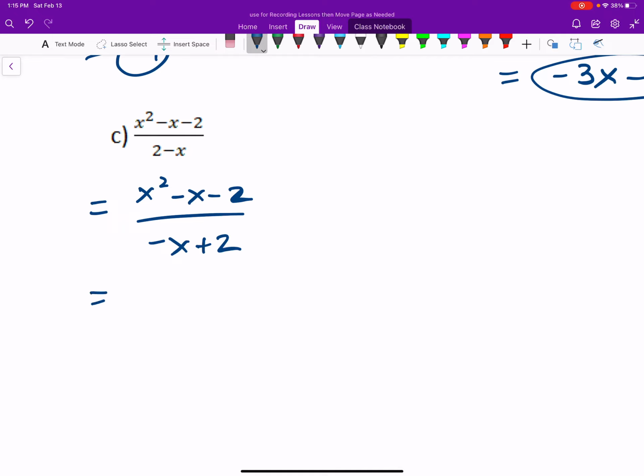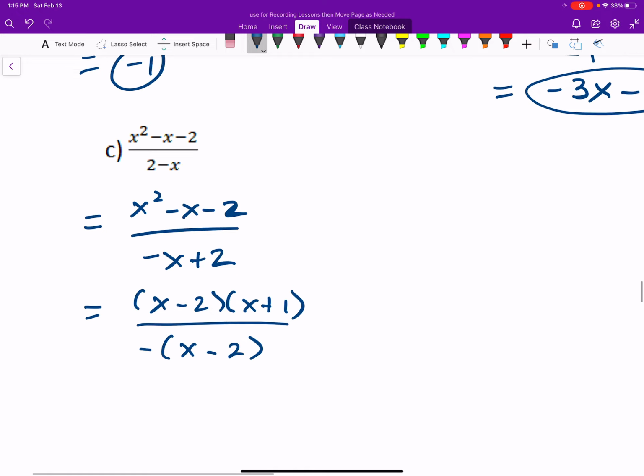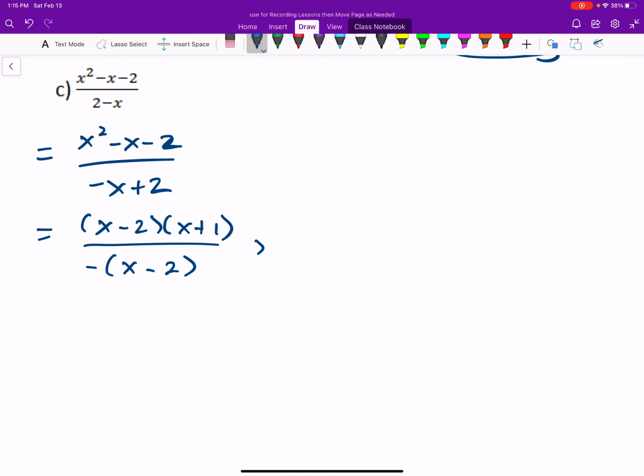Now I'll factor. On the top, I'm going to have x minus 2. On the bottom, x minus 2 times x plus 1. That would multiply to give -2 and add to give -1. On the bottom, if I take out that -1 again, I'll have x minus 2 on the bottom. My restriction is pretty straightforward in this case. If x equals 2, I'm going to have a problem, so x cannot equal 2 is my restriction.